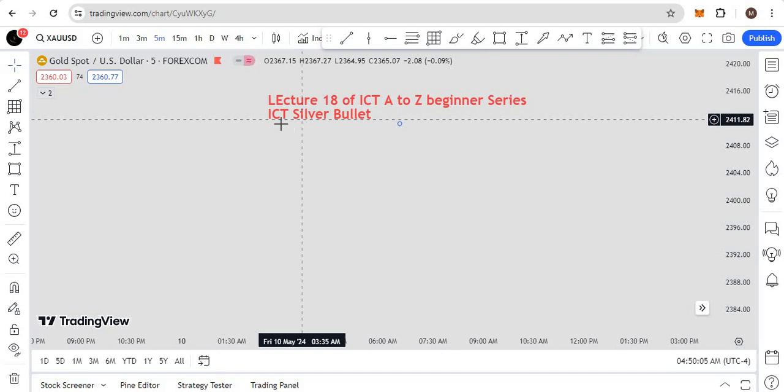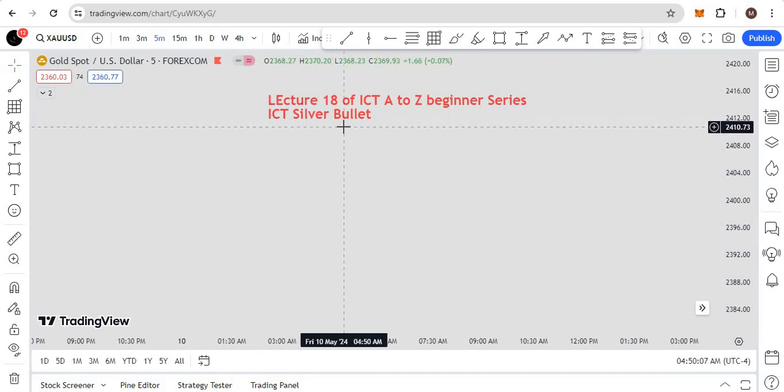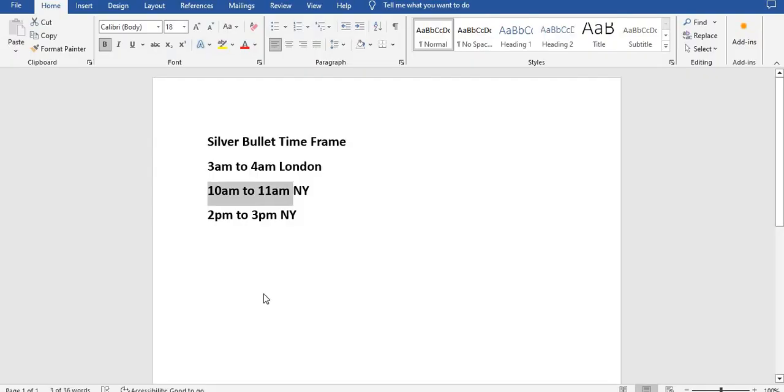So basically, the ICT Silver Bullet is a time-based strategy in which, at a specific time, you will find a specific setup in a day. So what is that? First of all, you have to note the Silver Bullet time frames. The first one is 3 a.m. to 4 a.m., the London session; 10 a.m. to 11 a.m., the New York session; and 2 p.m. to 3 p.m., the New York session.